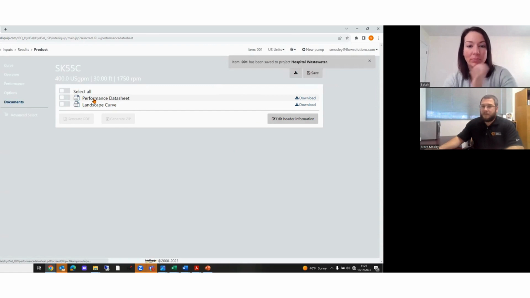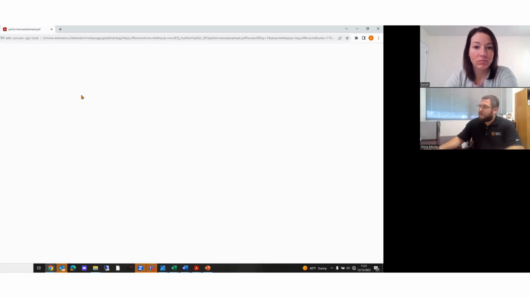And now we can go back and review that selection at a later date. If we find out that the parameters have changed, we can change them within the selection. And the data sheet and performance curve will always be available for us to download as needed.